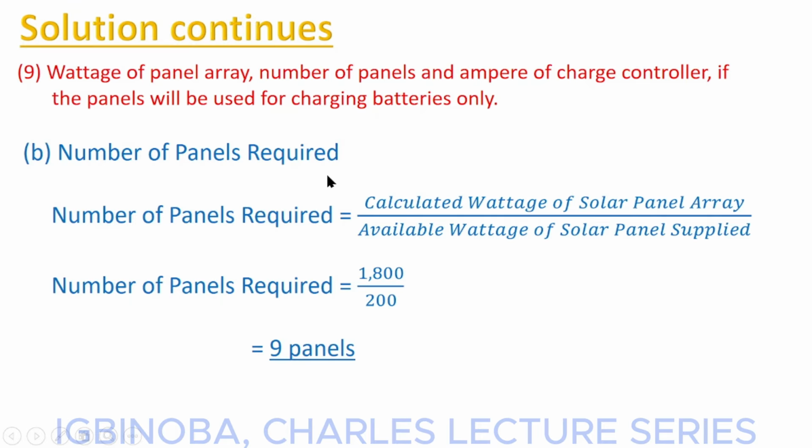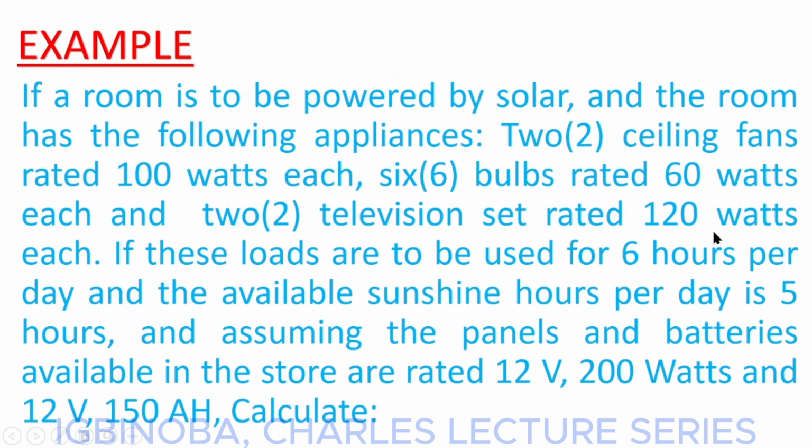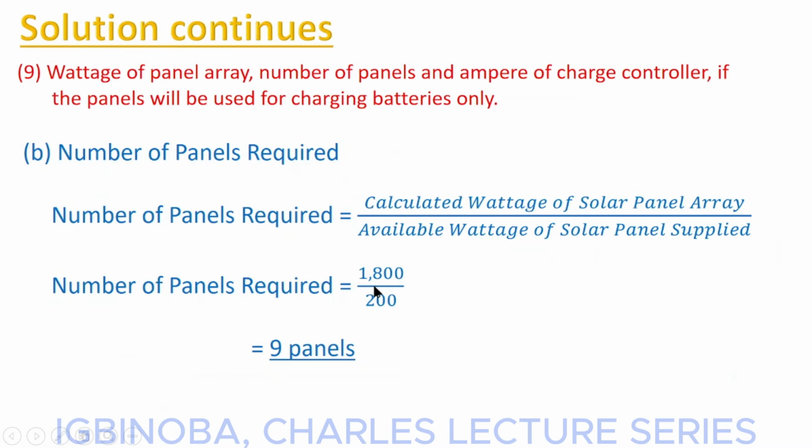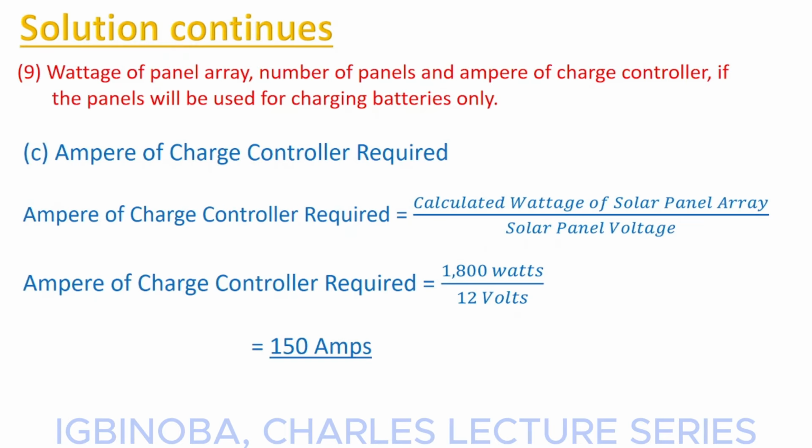The next one to calculate again is the number of panels required. The number of panels required is simply the calculated wattage of solar panel array divided by the available wattage of solar panel supply. From the question, the available wattage of the solar panel supply is 200 watts. So we take the value we got and divide it by 200 watts. We see that the total number of panels required for this particular installation for charging the battery alone is 9 panels.